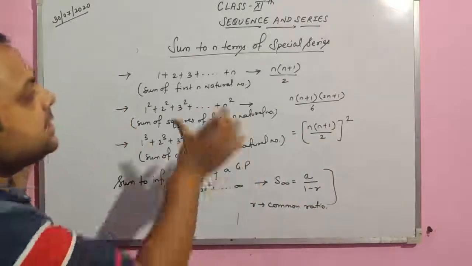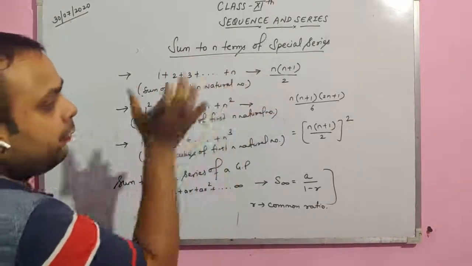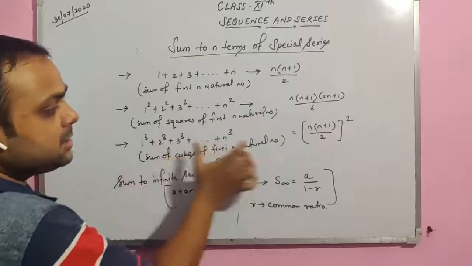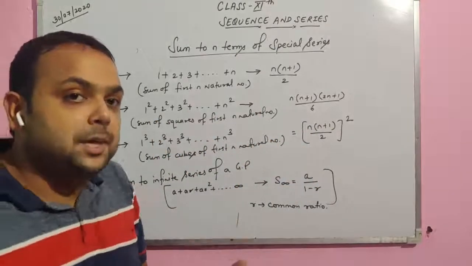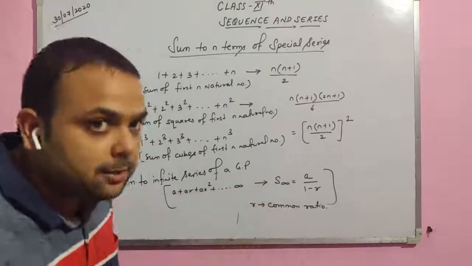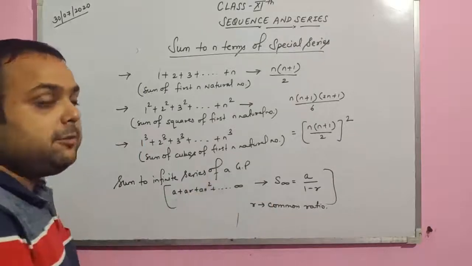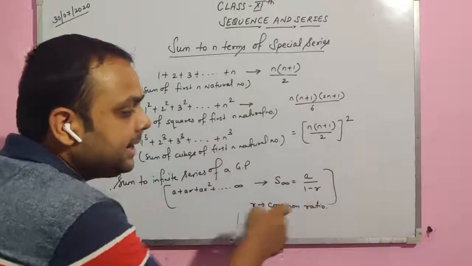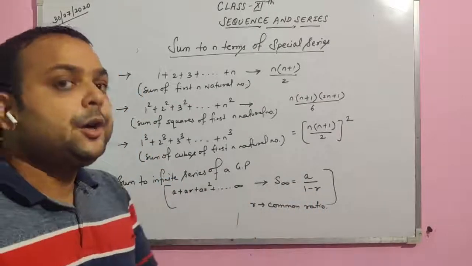So whenever you see this type of expression, you directly put the sum as this value, for this value, and for this particular value. And now if you get a GP having infinite terms, a sequence of GP having infinite terms, then for the sum of an infinite series of a GP, we have the formula a upon 1 minus r, where a is the first term and r is the common ratio.